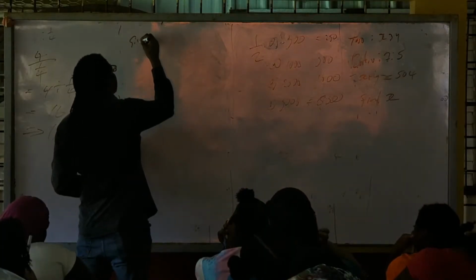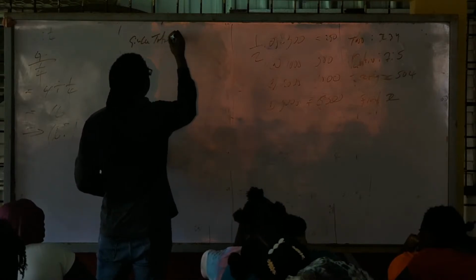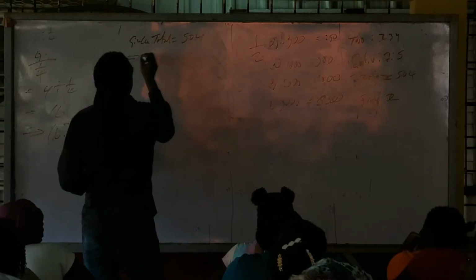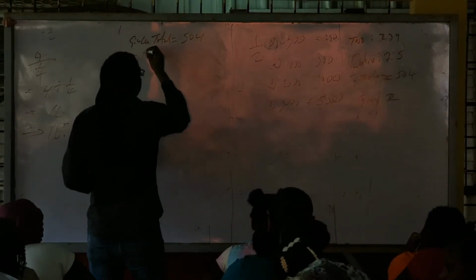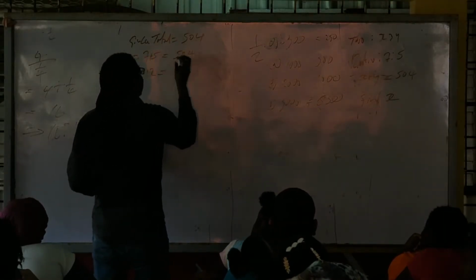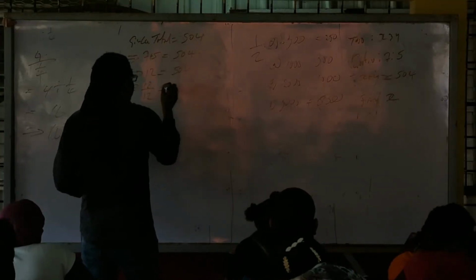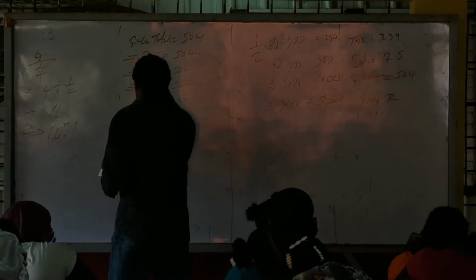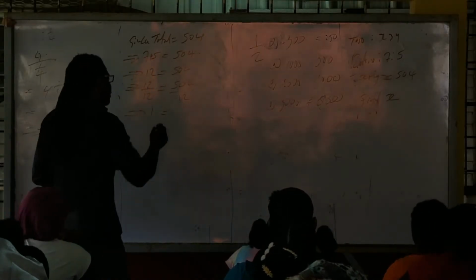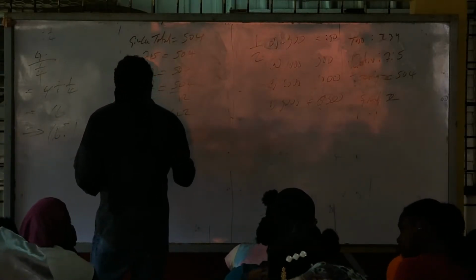Since the total equals 504, this implies 7 plus 5 equals 504. This implies 12 equals 504. This implies 12 over 12 equals 504 over 12. This implies 1 portion equals 42.